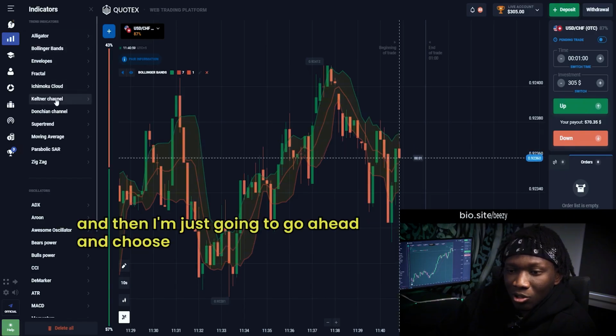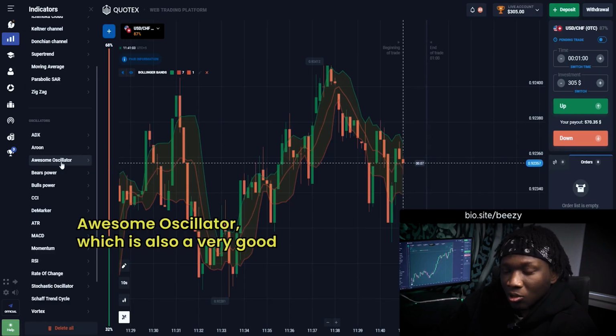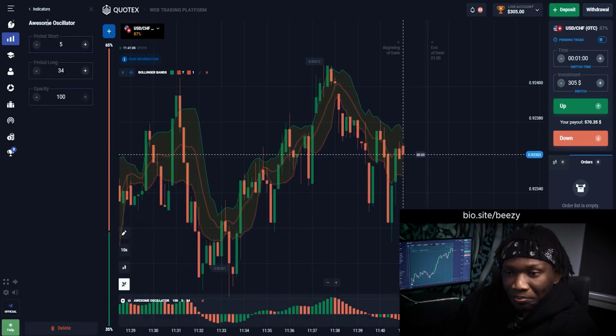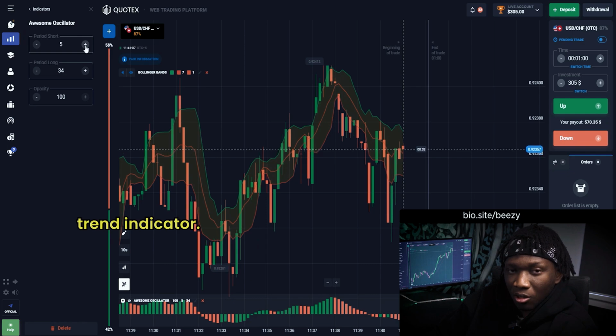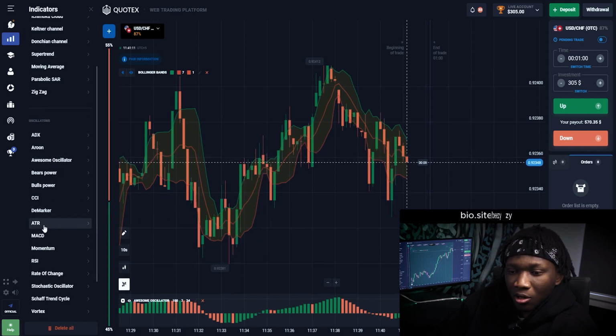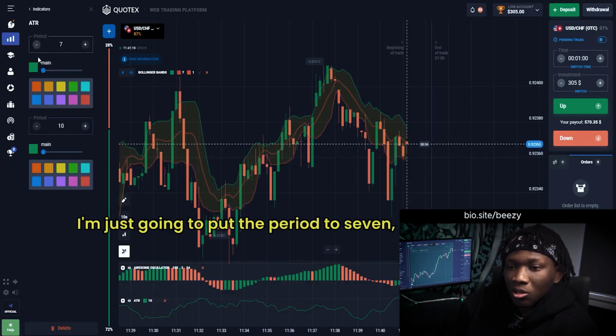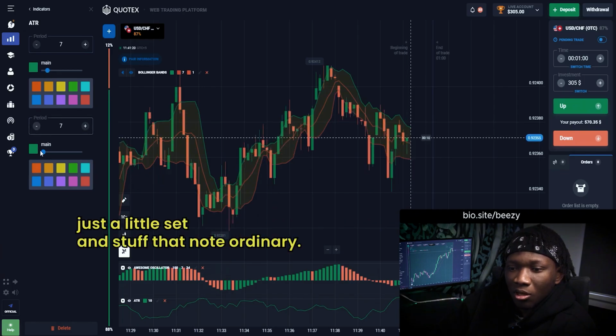And then I'm just gonna go ahead and choose Awesome Oscillator, which is also a very good trend indicator. So it could really help. And ATR, that would be my next indicator. I'm just gonna put the period to 7. Just a little setting stuff, not out of the ordinary.